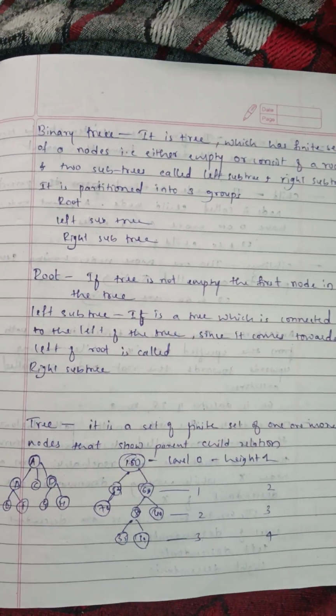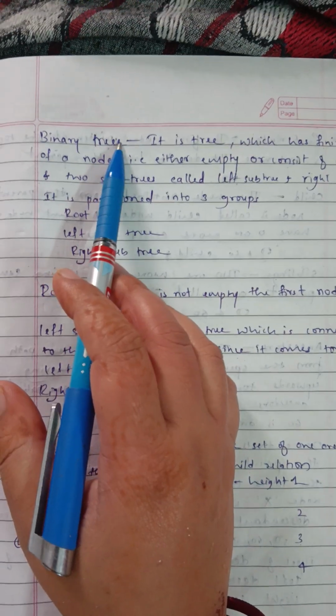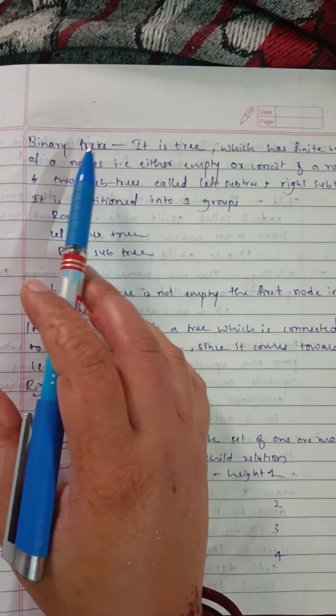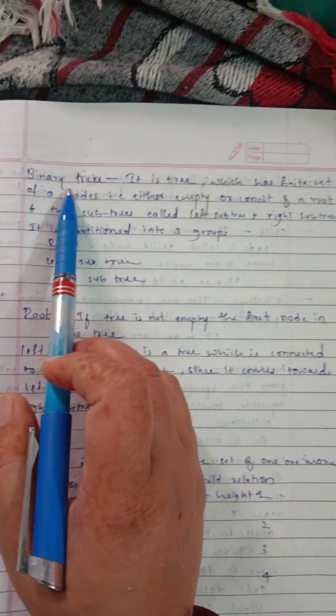Let's see the tree first. Let's see the definition. Here in this chapter we will see only the definition, and the definition carries the marks here. Binary tree. What is a binary tree?